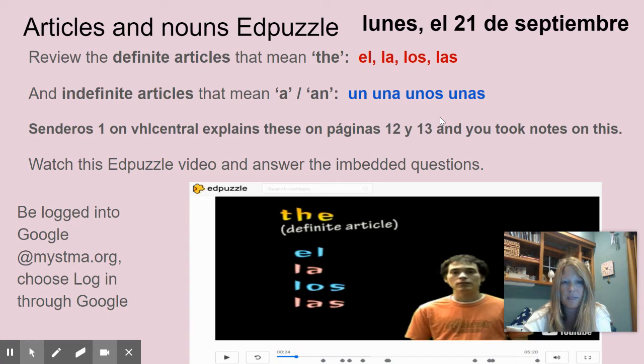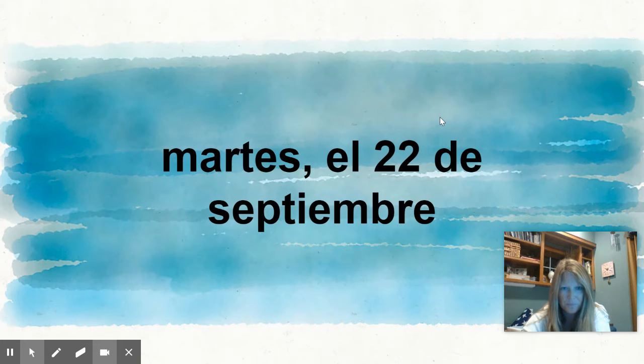Also, you are going to complete an Edpuzzle. Remember that the definite article for the is el, la, los, las in Spanish, and indefinite articles for a, an, and some are un, una, unos, and unas. If you need to, use VHL Central, the V-text, pages 12 and 13, those are helpful because it explains the articles, and also you did take notes on it. You're going to watch the Edpuzzle that looks like this, and you're going to answer those embedded questions.